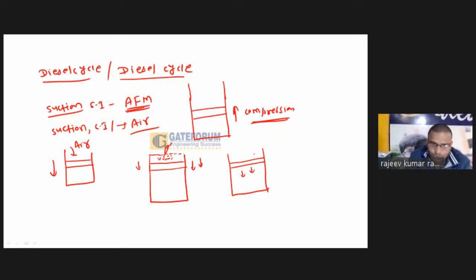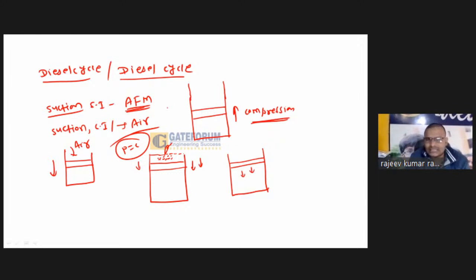So therefore it is called what? Constant pressure heat addition. Because in this case, whenever you are going to add the heat, pressure remains constant. Therefore it is said that the diesel cycle is a constant pressure heat addition.